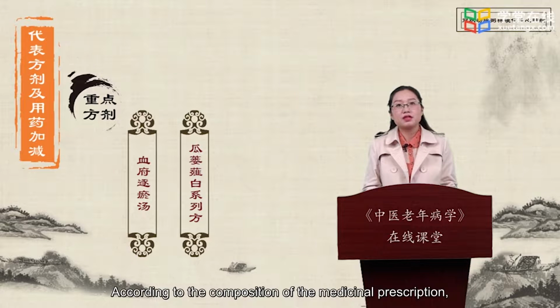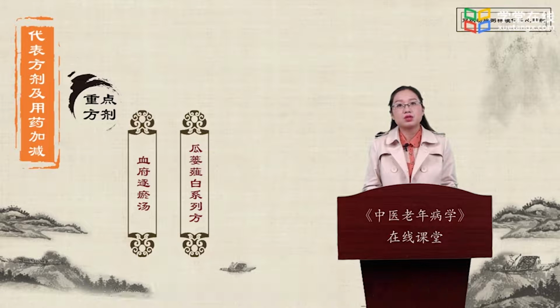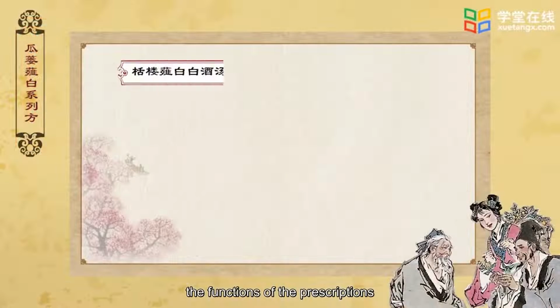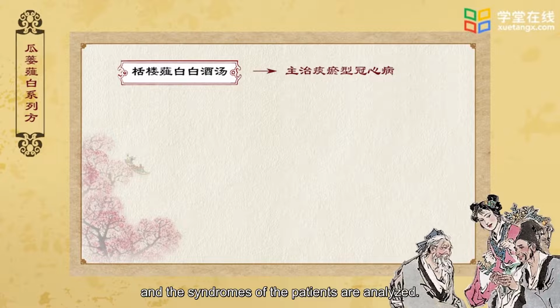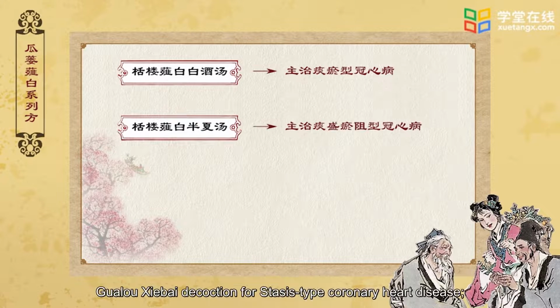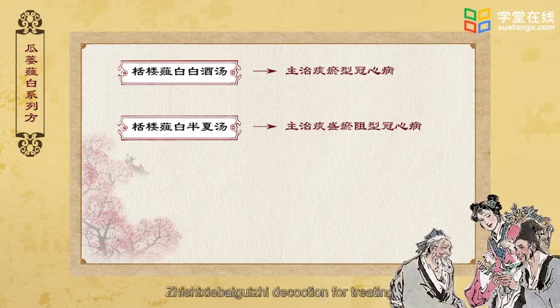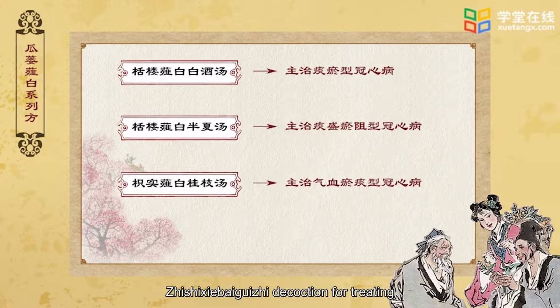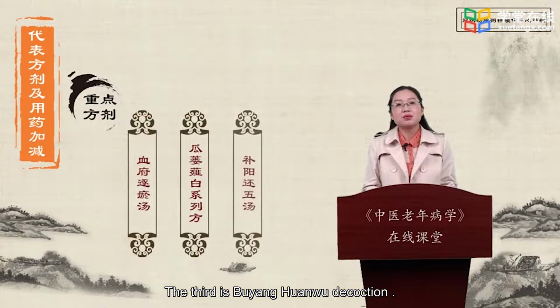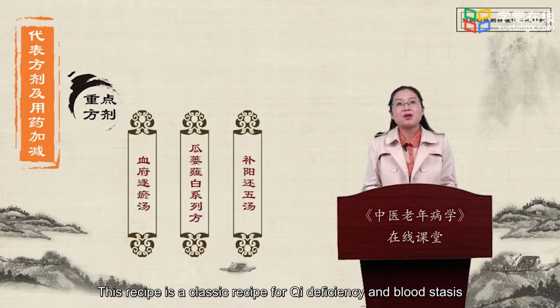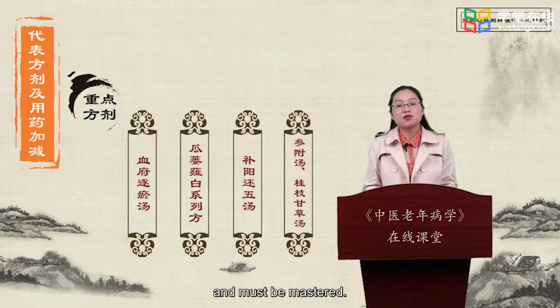According to the composition of the medical prescription, the functions of the prescriptions and the syndromes of the patient are analyzed. 瓜蒌蟹柏半夏 decoction for coronary heart disease. 枳实蟹柏桂枝 decoction for treating Qi blood flame type coronary heart disease. The third is 补阳还武 decoction. This recipe is a classic recipe for Qi deficiency and blood stenosis, and must be mastered.